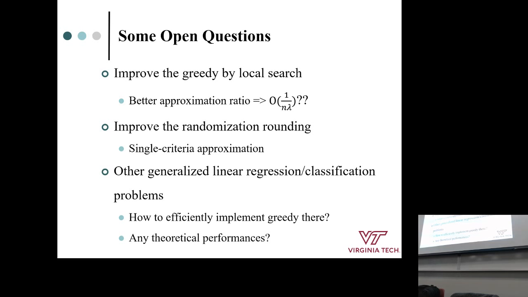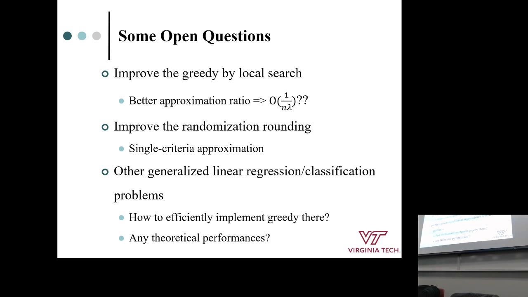So for example, if the classification labels become binary, this becomes a classification problem. You still want to focus on classification, minimizing classification error. On the other hand, you want to select the best subset of features as well. So how to implement the greedy there, we don't know. So it seems highly non-trivial to extend our result to other regression models.